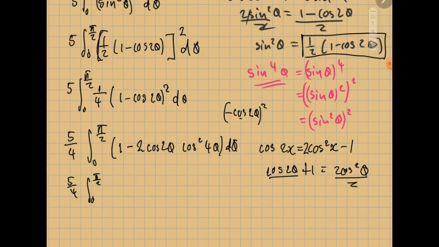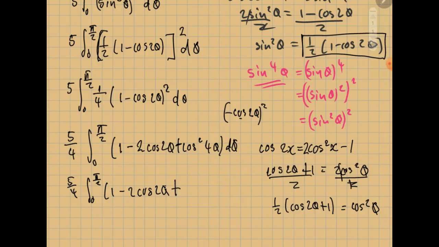I divide both sides by 2, then I will get half of cos 2 theta plus 1 is equal to, the 2 and 2 cancel, cos squared theta. So now I have 1 minus 2 cos 2 theta. And then for cos squared theta, this was a plus, sorry. So it's now plus, because when you square a negative number, it becomes positive. So it becomes plus, cos squared is what?